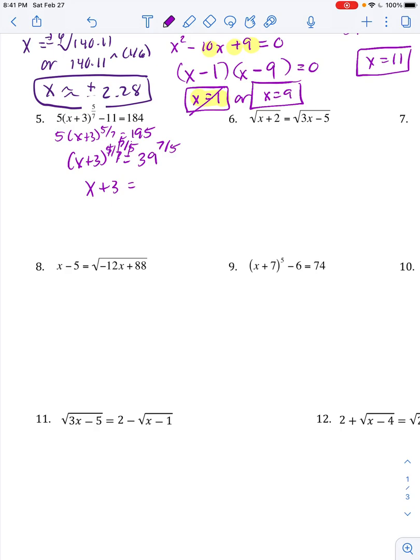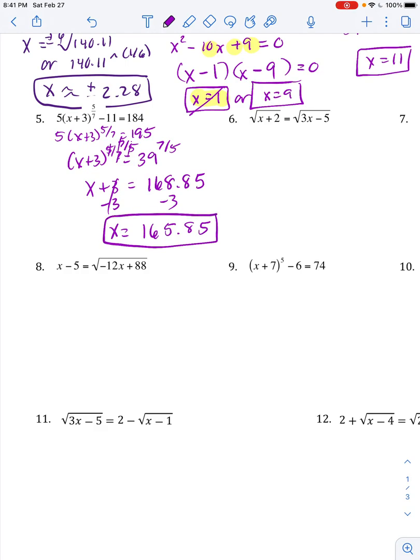7/5 power gives me 168.845-ish. So I'm going to go ahead and round that off right now so I remember, to 0.85. And then I just have to take away 3 from my answer to get my x alone, 165.85.